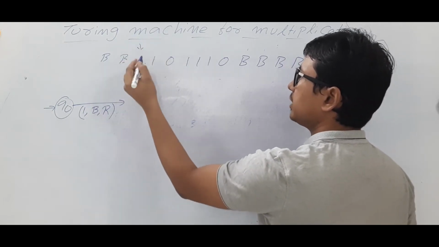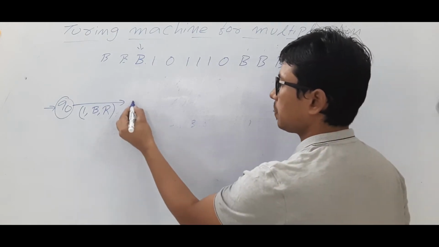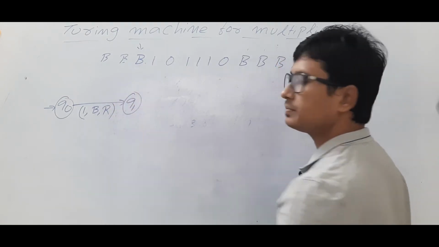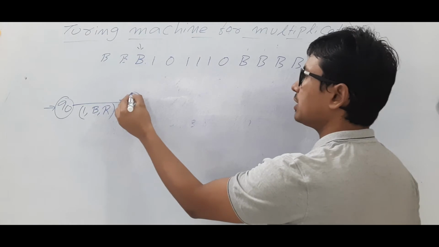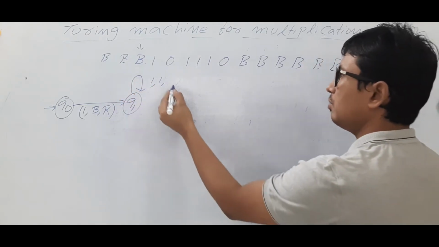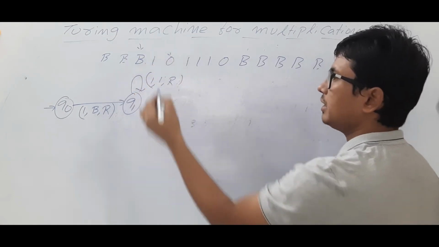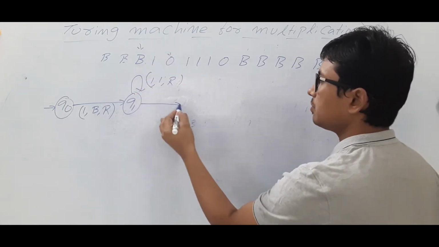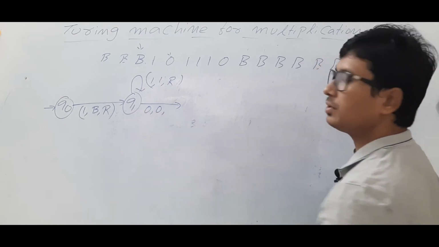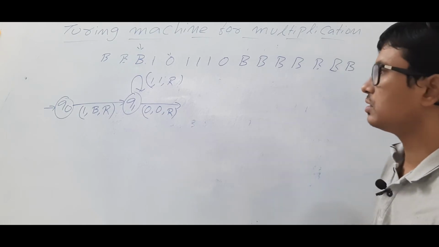So this one I changed it to a blank, and go to the Q1. Any number of 1's, you make it as 1, move to the right. So this one is done. Now you'll come here. If you get a 0, make it as 0, move to the right, because we are not modifying the 1's and 0's.